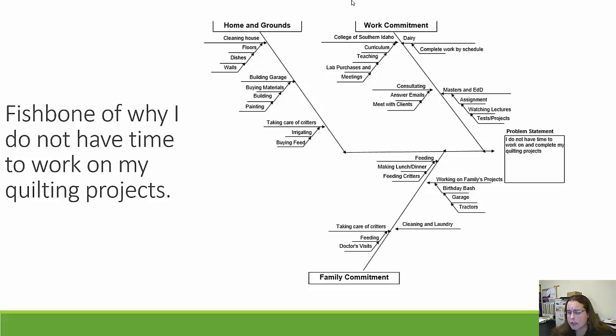I work at the College of Southern Idaho, teaching a new program, so I'm developing curriculum and teaching the program, trying to get the lab all set up with equipment. So I'm spending time researching equipment and then purchasing equipment and then setting it up. I also have another job at a local dairy, and so I spend time managing that. I do a little bit of consulting, so answering emails and meetings.